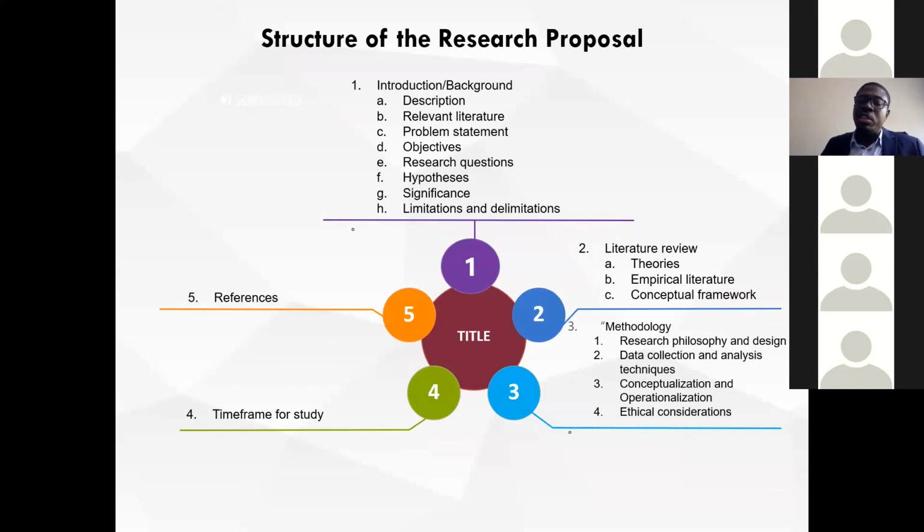Then your methodology, which will clearly spell out the research philosophy and design, the data collection and analysis techniques, conceptualization and operationalization of your variables, and other ethical considerations. Then fourthly, your time frame for the study should be clearly spelled out. It should be within the period that you are allowed to do the PhD work. And then finally, you should have your references. So in effect, this is how your plan document should look like. And it should incorporate all the issues that I have discussed previously. Please, let's move on.